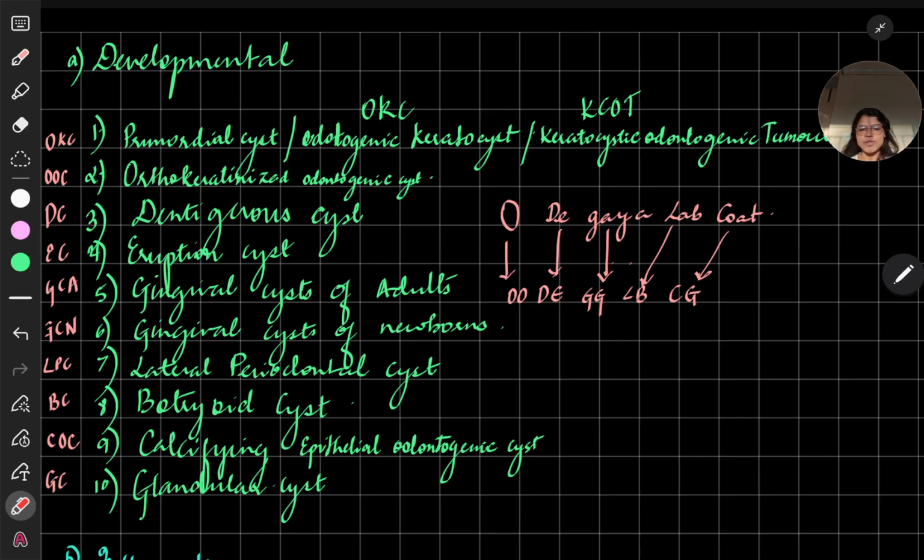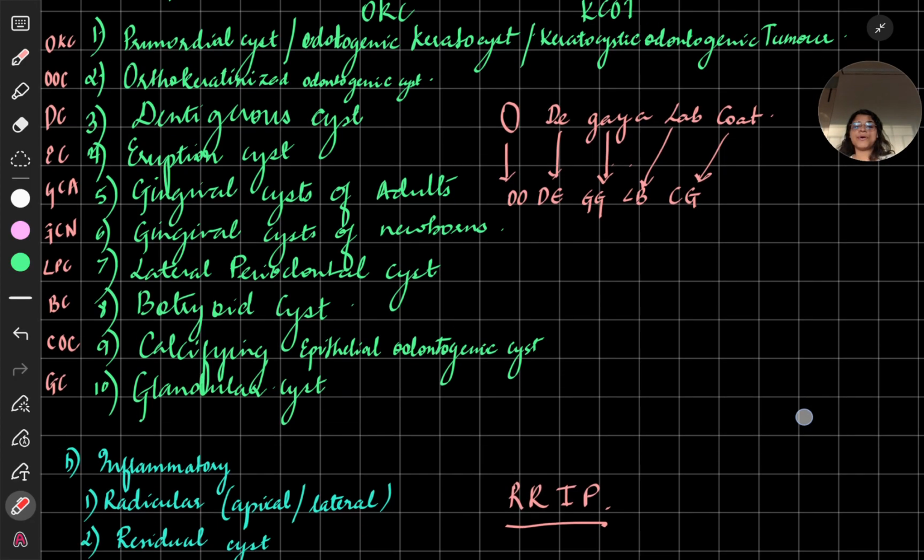From O you have OKC, then OOC. Then from D you have dentigerous cyst and eruption cyst, and gingival cyst of adults, gingival cyst of newborn. From LB you will have lateral periodontal cyst, botryoid cyst. From CG you will have calcifying epithelial odontogenic cyst and glandular cyst. So it's a way to remember.